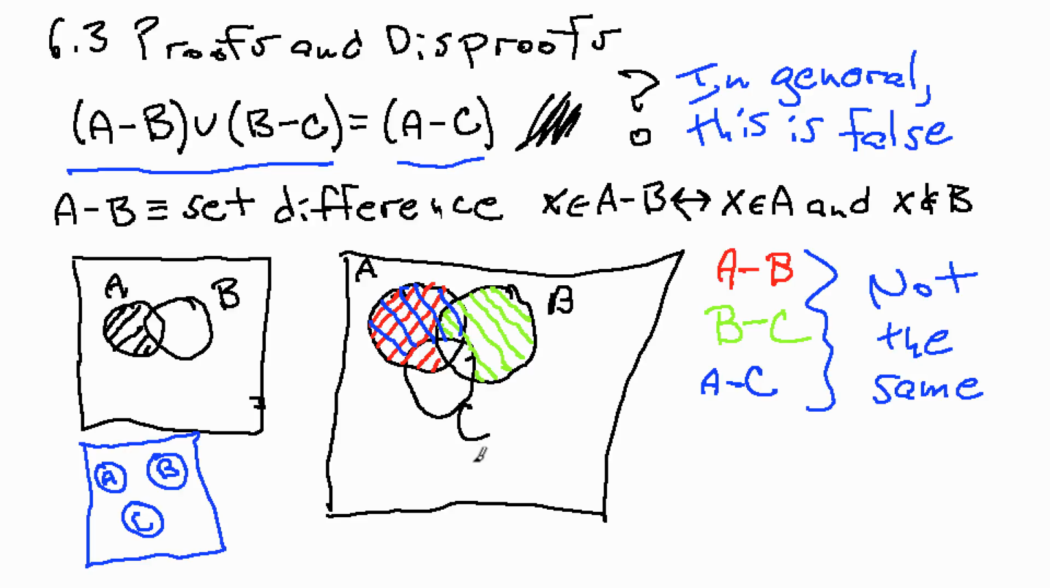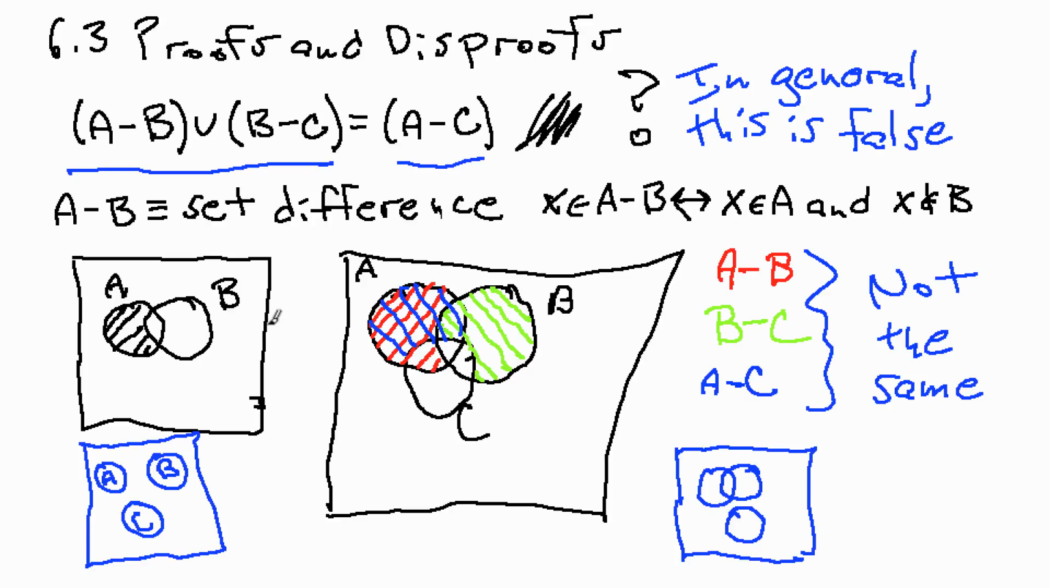Or maybe only two of them intersect. So I might have a situation that looks like this. Here's A, here's B, here's C. You have to consider lots of different possibilities.